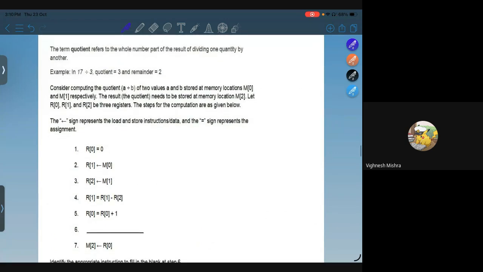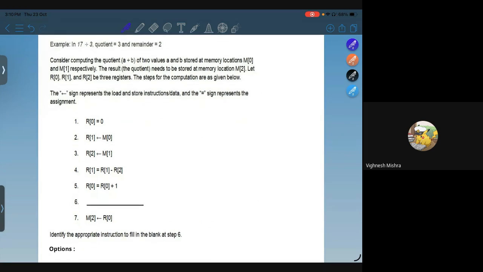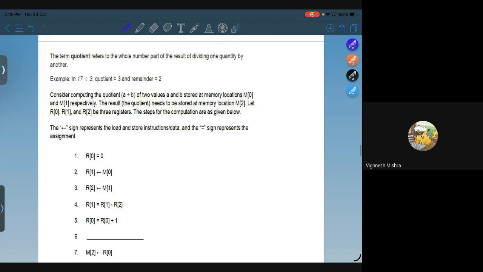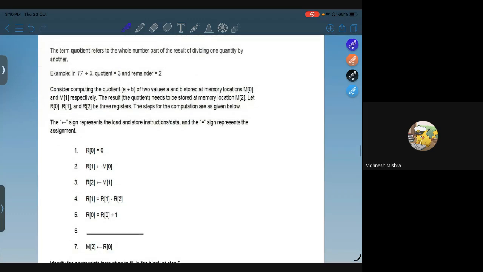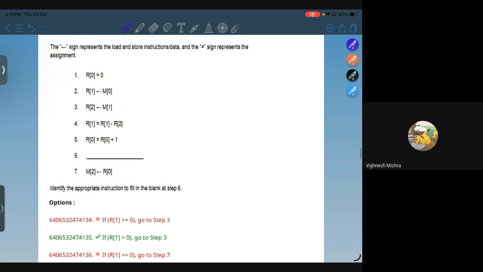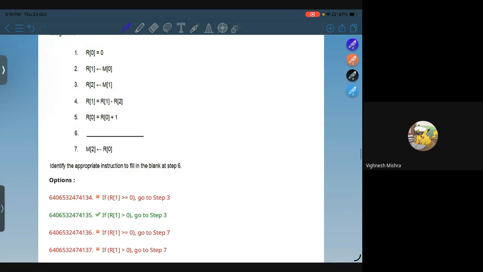Okay, question 17. R0 is 0. Identify the term the question refers to: the whole part, if there is a divide symbol, so there is no divide. Consider computing two values stored in the memory here. Okay, this is nothing. Identify the appropriate instruction to fill in step 6.